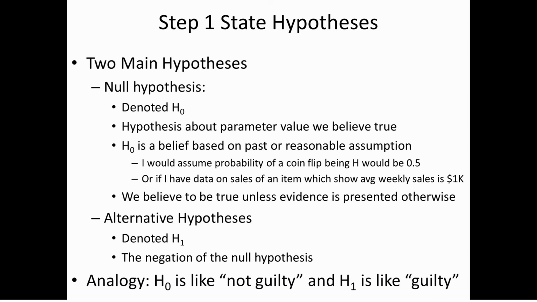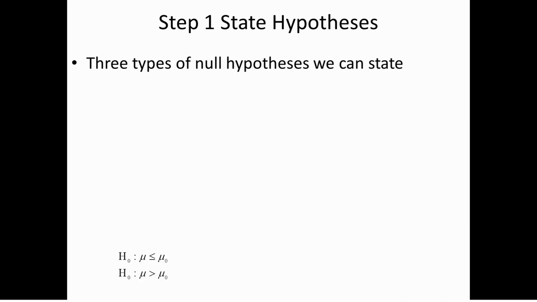So again, going back to that court analogy, the null hypothesis is like not guilty. When a person enters the courtroom initially, what do we assume about them? Well, they're assumed to be innocent until they're proven guilty, right? And the alternative is the negation. It says, no, it's guilty. And that's what we're going to be trying to prove, right? Okay, that's the idea. So there are different types of null hypotheses we can have.